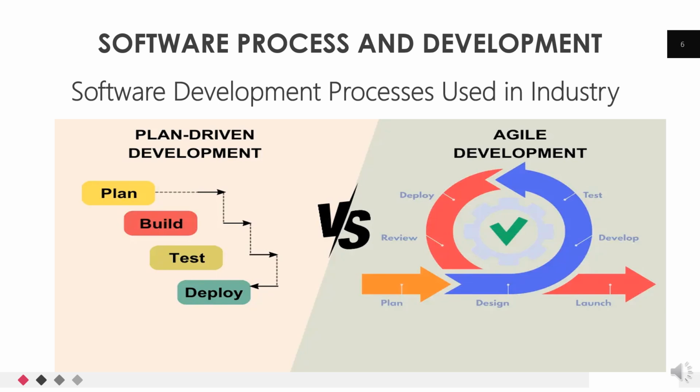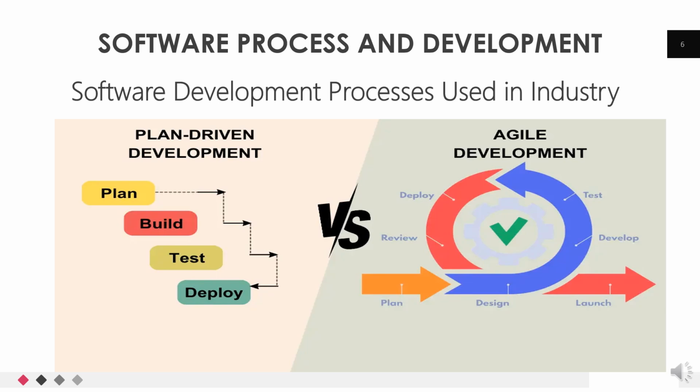Let us now discuss the software development processes that are used in industries. The two broader categories for the development processes are plan-driven and agile processes. Let's discuss them. Plan-driven development is a traditional approach that emphasizes extensive planning and documentation before any coding begins.